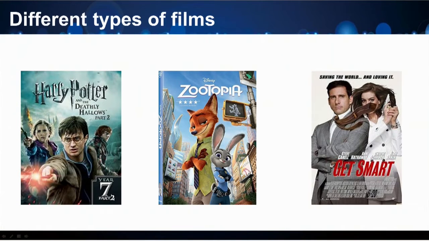So on the screen you should be seeing three posters of different films: Harry Potter, Zootopia, and Get Smart. So based on the posters, you can tell that they are different kinds of films. So how are they different? Let's take a look.